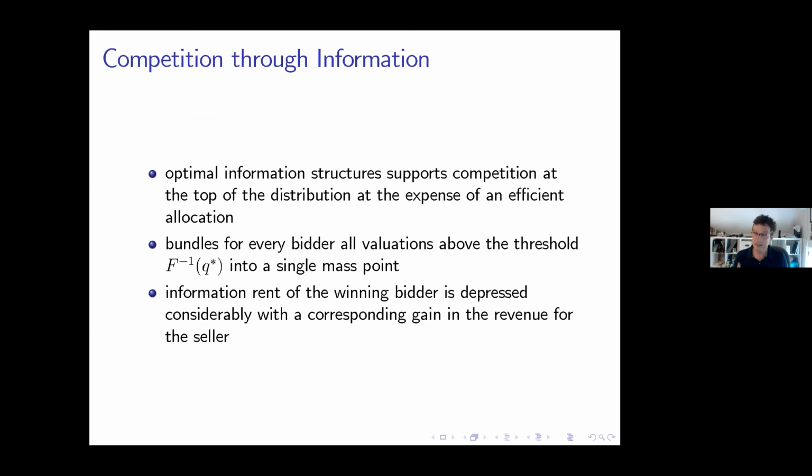If I'm translating this into the bidding behavior in the second price auction, it basically means that we're going to create competition at the top of the distribution. First of all, we compress the values, and by creating an atom at the top of the distribution, we make it more likely that the second highest value is equal to the first highest value, and that therefore the highest bidder doesn't get any information. That comes at the expense of limiting the efficiency of the allocation at the top.